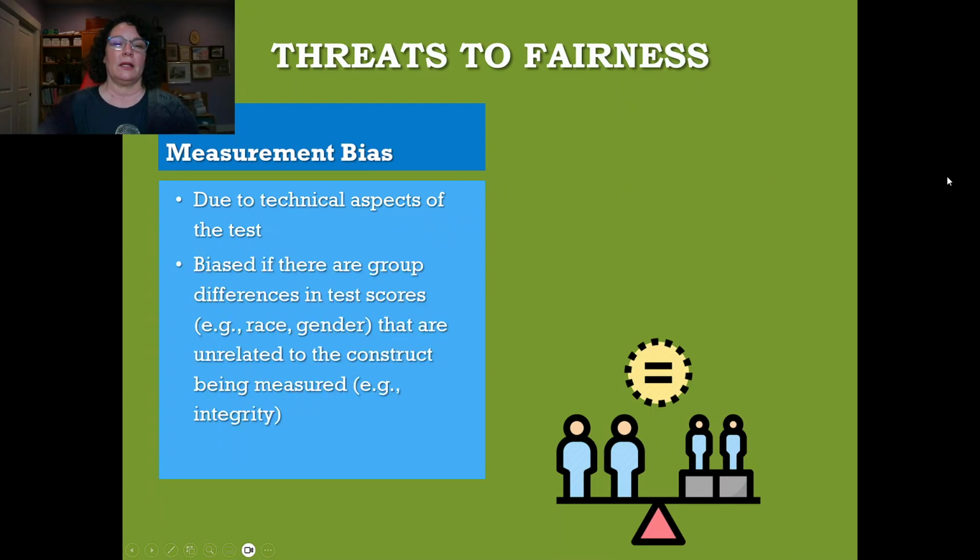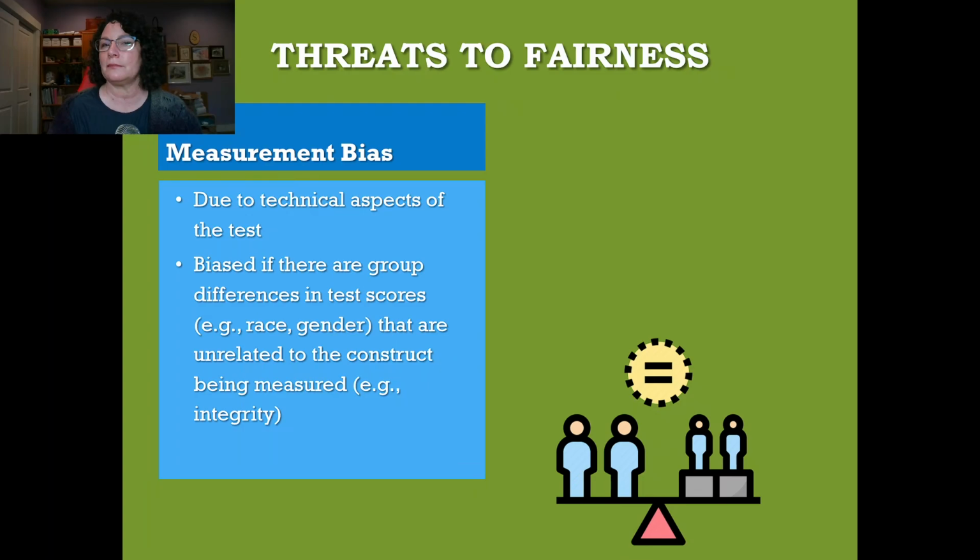And so if there are group differences in test scores based on some consistent grouping, like race or gender, that are unrelated to the construct being measured, like for example, integrity shouldn't have any correlation with really any group except for people who tend to steal or don't tend to steal, or tend to lie and don't tend to lie. It shouldn't be based on sex or race or any other of the protected classes at all. But you're seeing one group is scoring differently on this than everybody else is.